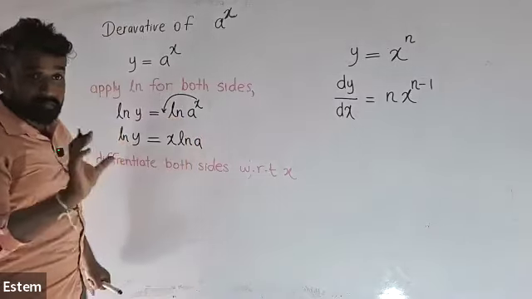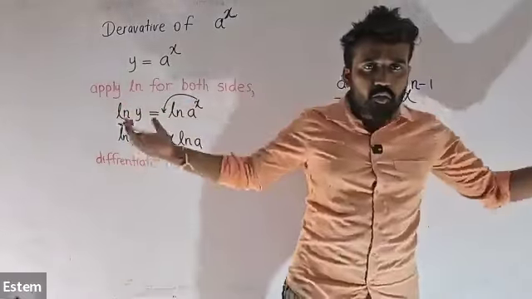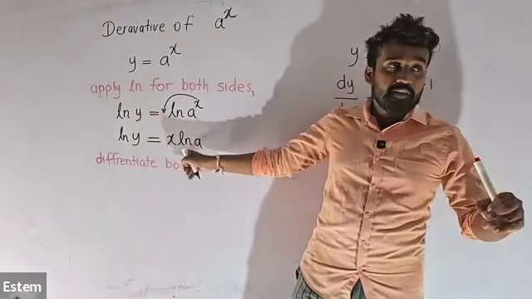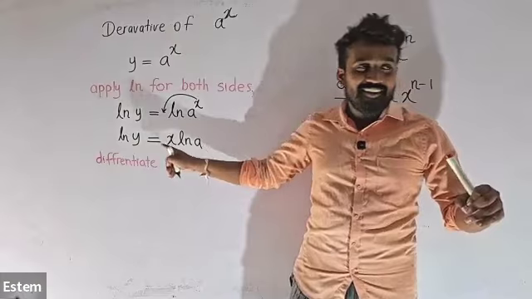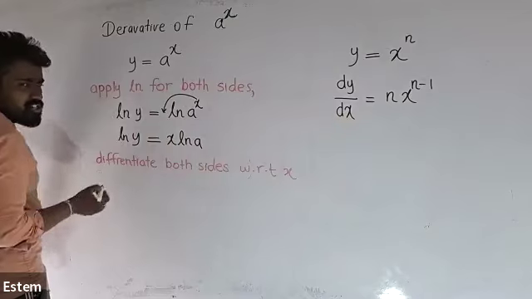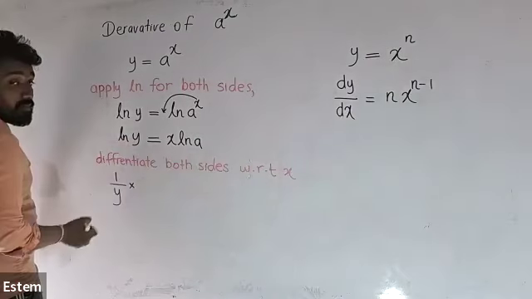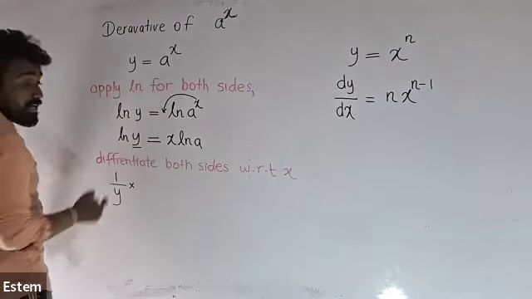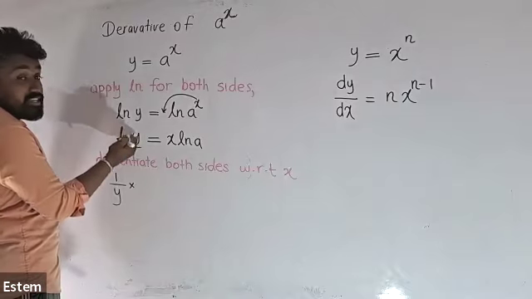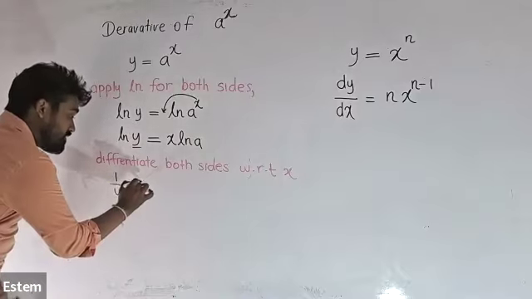Now this is the point. Please don't write anything, give 100% focus to this. Now I am differentiating this. The differentiation of ln y is 1 over y, and we should go into the y function: ln is the exterior function and y is the interior function. So we have to differentiate y also with respect to x. It is dy over dx.